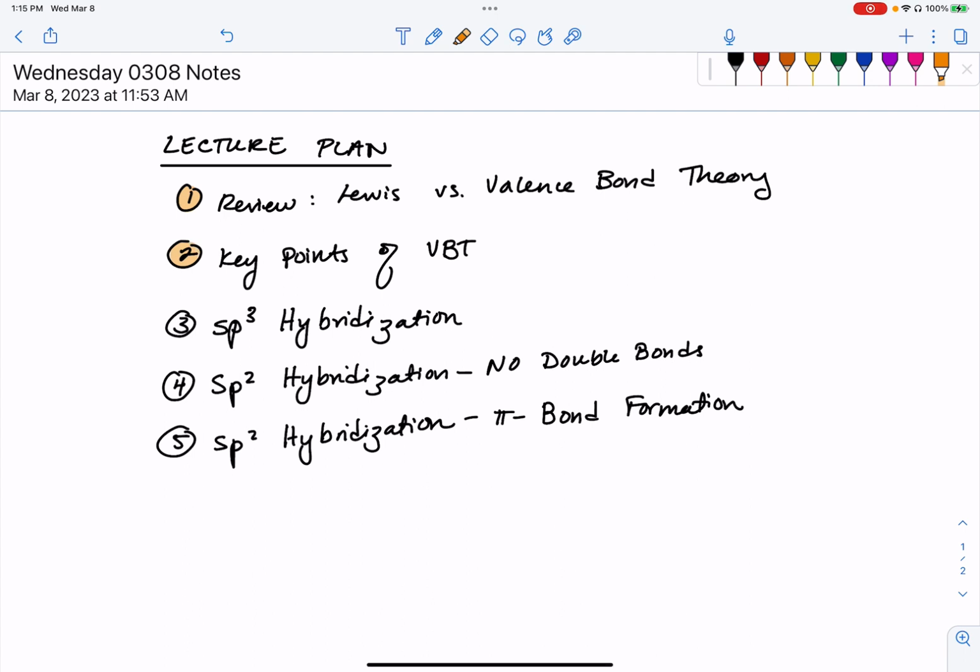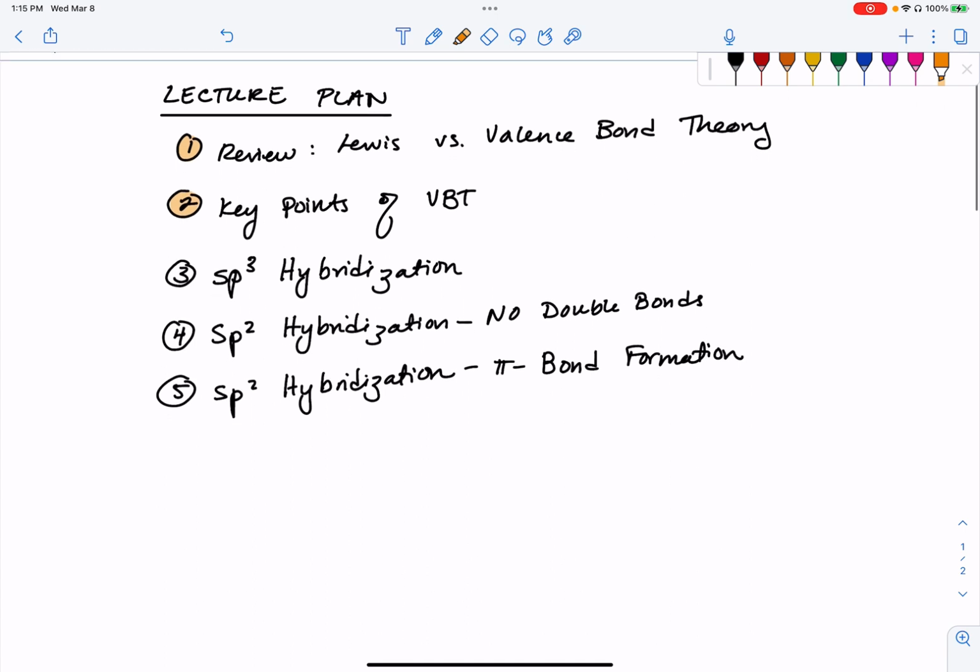And once we're conceptually situated in the difference between the Lewis model and valence bond theory, we're going to go over some key points of valence bond theory that were introduced on Monday. And one of those key points is this concept of atomic orbital hybridization. So we are going to look at hybridization a bit more in depth today.